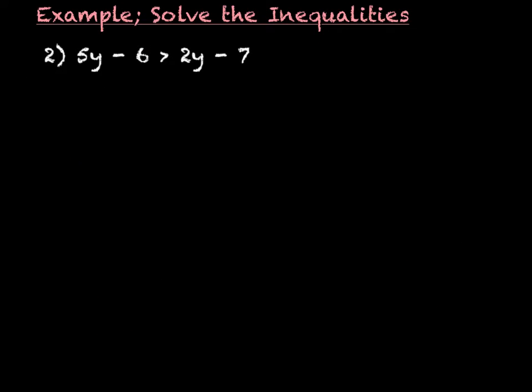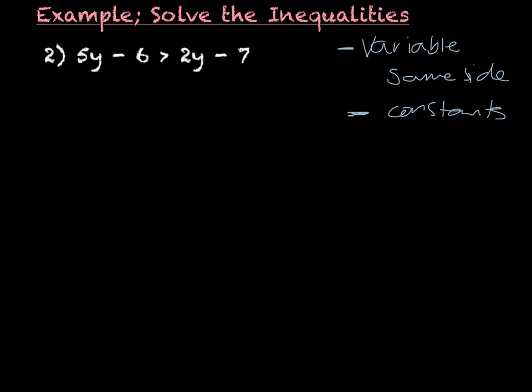For this next one, we have 5y minus 6 is greater than 2y minus 7. So we're going to start the same way because there's only one variable, so all we're going to do is solve for that variable. So we're going to get the variable on the same side. And then we're going to get the constants on the other side. So those are the steps we're going to do.